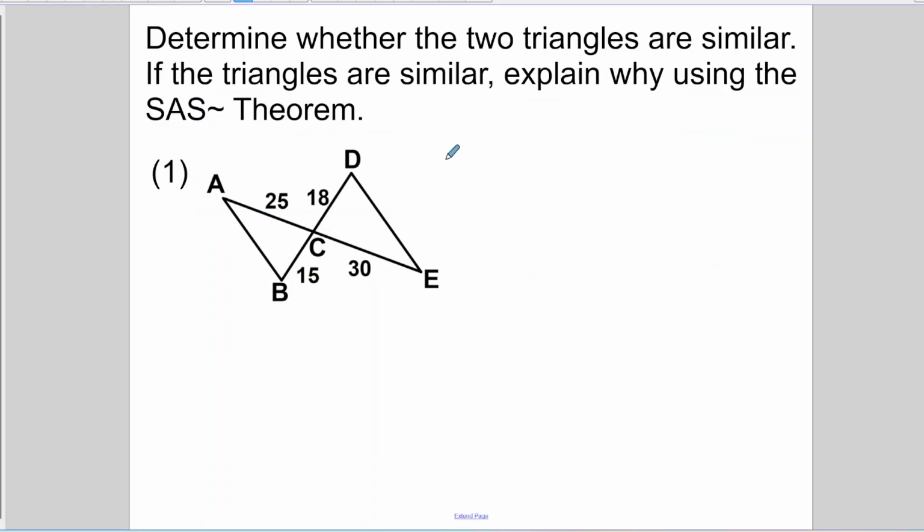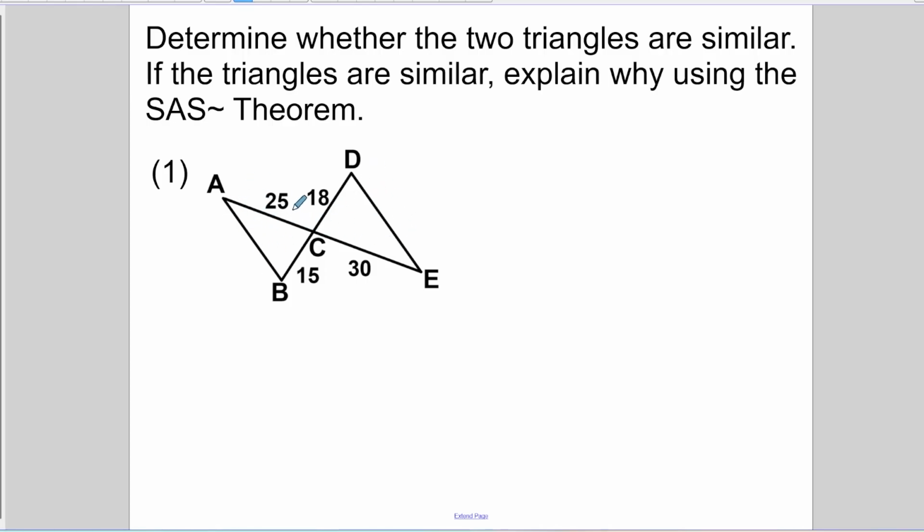For the next few questions, we're going to determine whether the two triangles are similar. And if the triangles are similar, we're going to explain why using the side-angle-side similarity theorem. So for this question here, notice we have these two triangles formed by intersecting lines. And then we have AB and DE are drawn in.